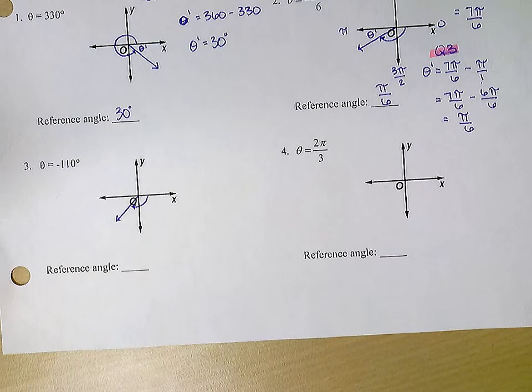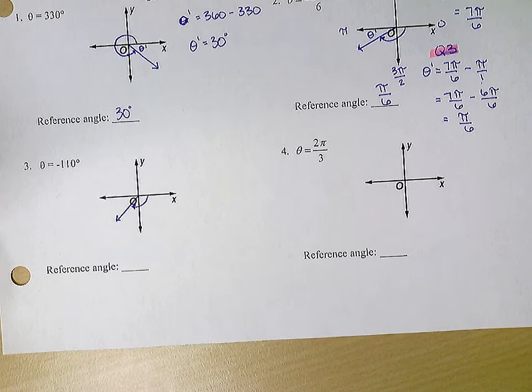Make sure you do number 4 as well. Where did 2 pi over 1 come from? In number 2, that was finding the coterminal angle. So 2 pi is the same as 360 degrees. For number 4, I had to find the positive coterminal angle with negative 5 pi over 6.